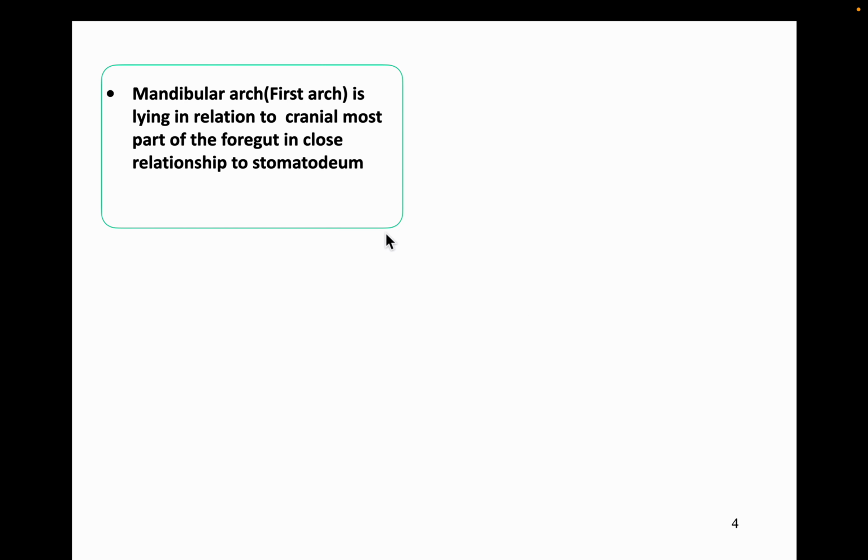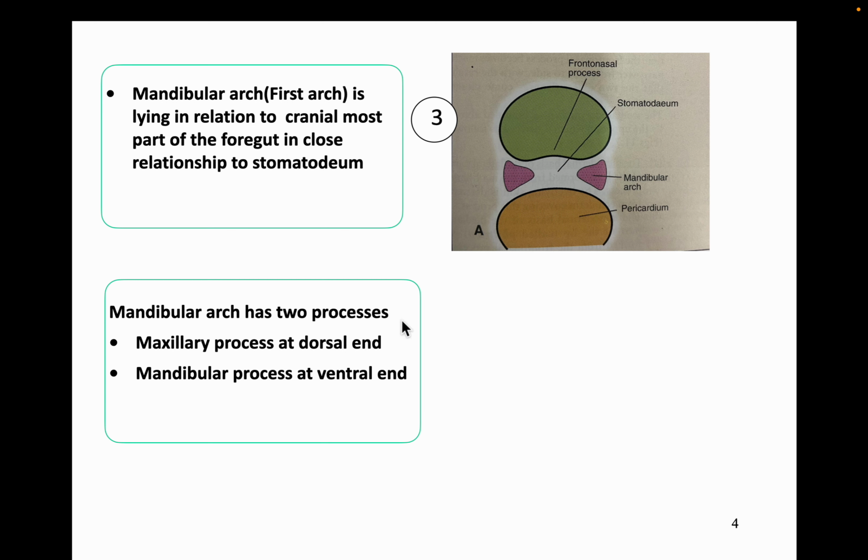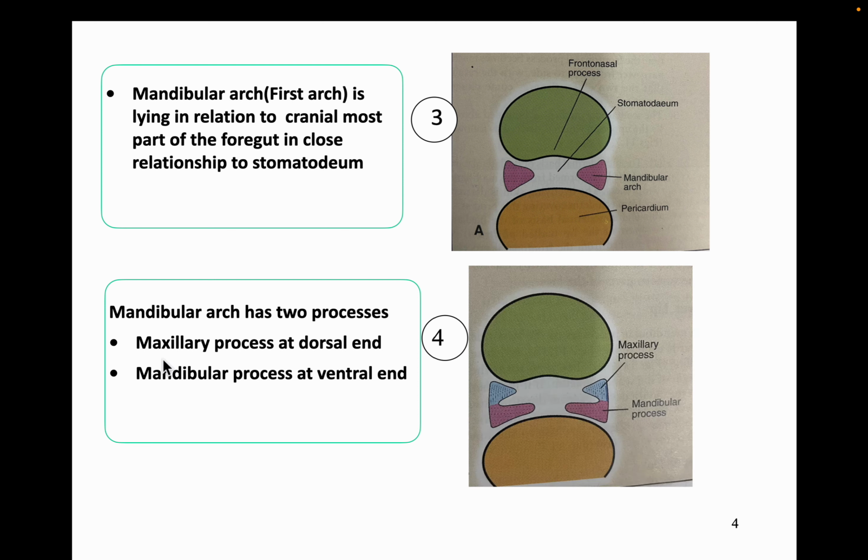Now this mandibular arch, which is the first arch, lies in relation to the cranial most part of the foregut, in close relationship to the stomatodeum. Now this mandibular arch is dividing into two processes. One is at the dorsal end and another is lying at the ventral end. The dorsal one is given the name maxillary process and the ventral one is given the name mandibular process.